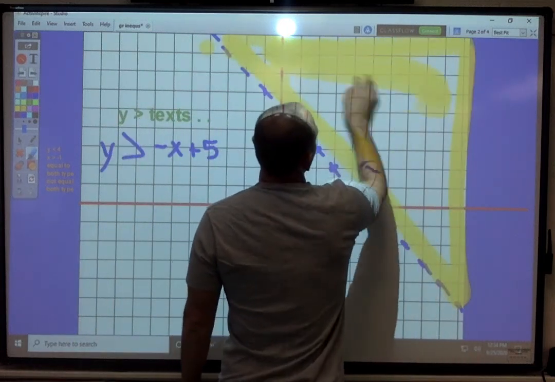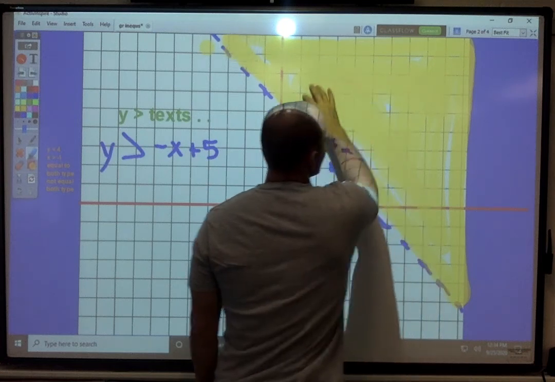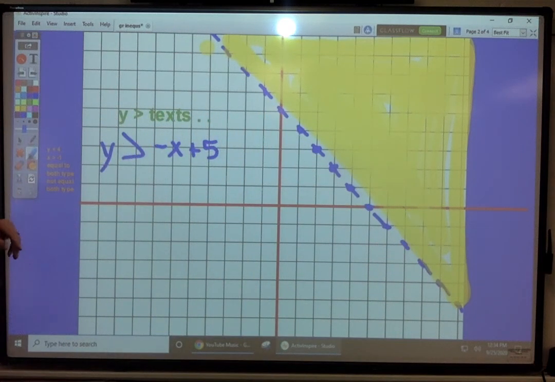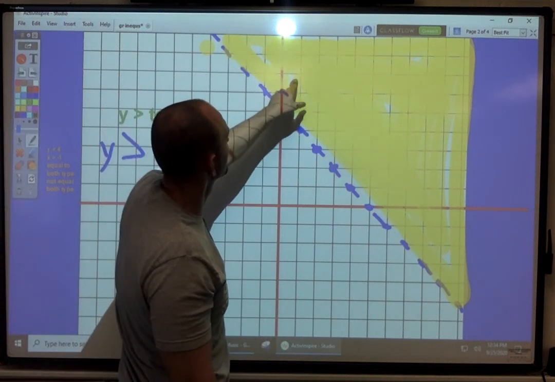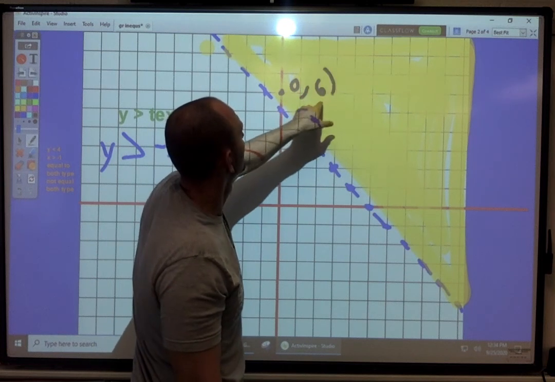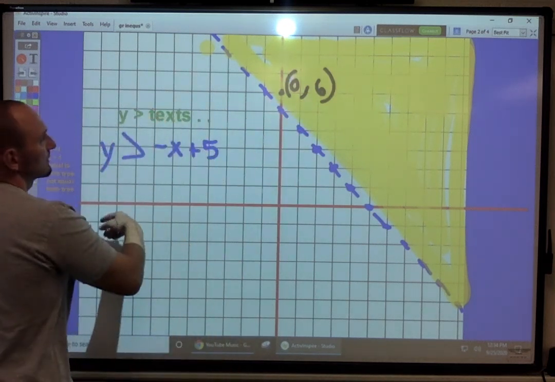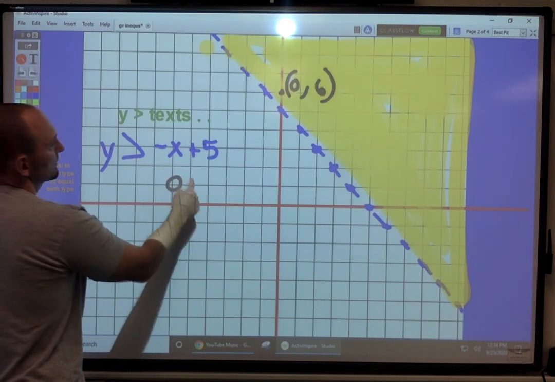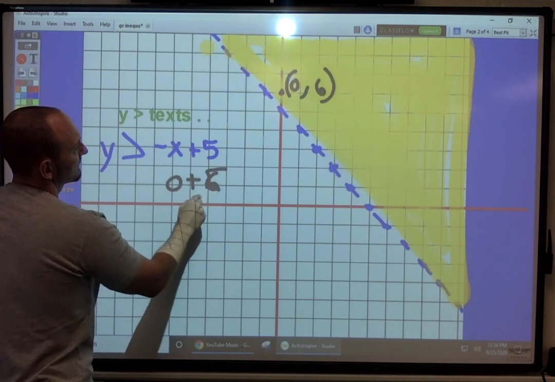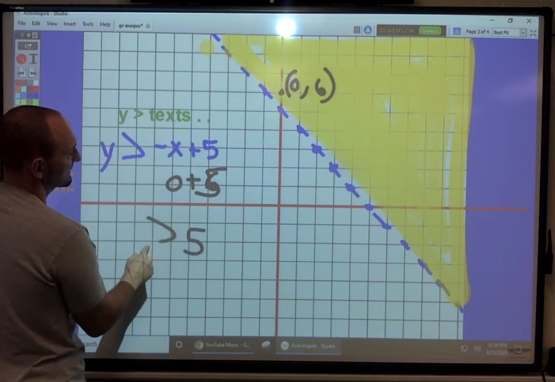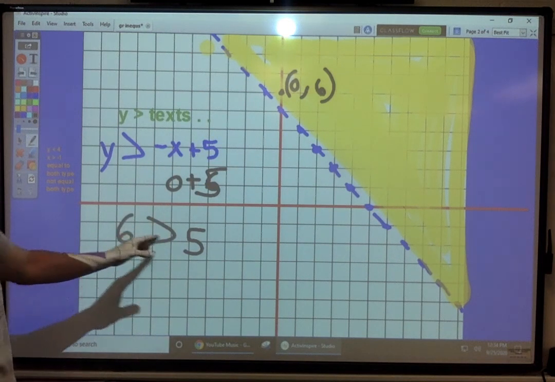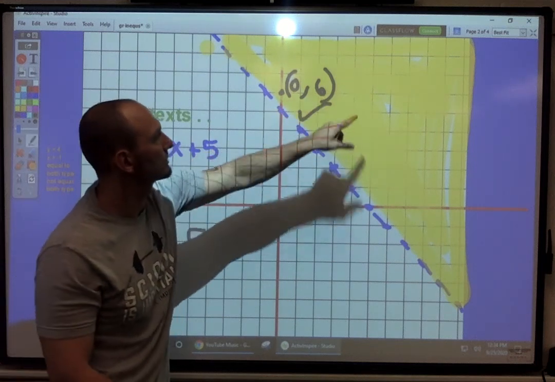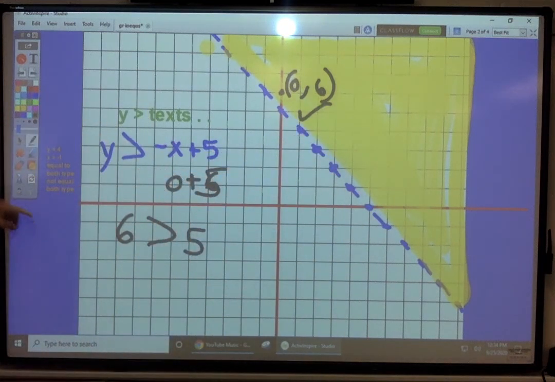Or you can just plug in numbers. You can always check to see if the solution is actually on that side. So let's pick an easy one right here. That's 0, 6. So I can take 0 and plug it in for x. 0 plus 5 is 5. Is that less than 6? Yes, 6 is greater than 5. So that is a solution, so I have graphed it correctly.